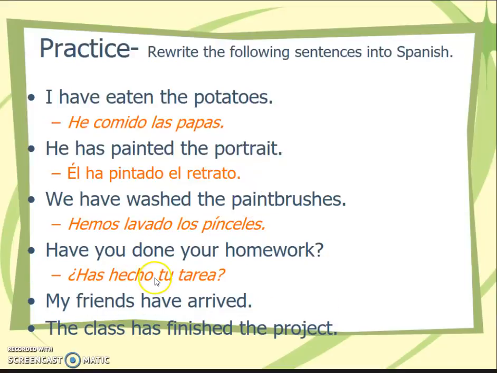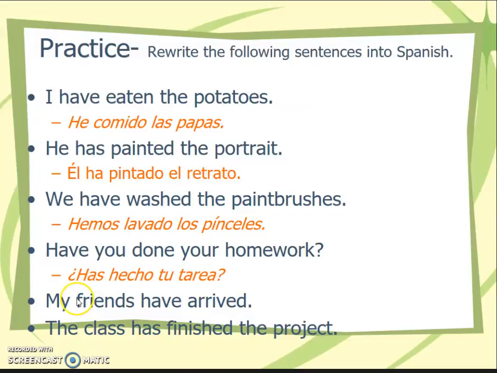Somebody asked me the other day why this didn't have an accent on it. Tú with an accent is the pronoun you, and tu, sorry about that, tu tarea is the possessive adjective as in your homework. So if I want to say your, I spell it like this. If I want to say you, as in, hey, you come here, then it would be tú with an accent.